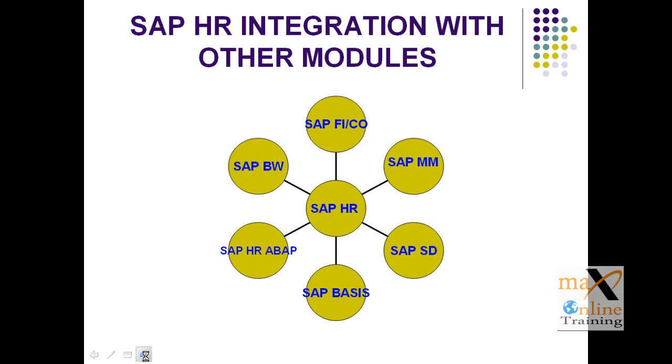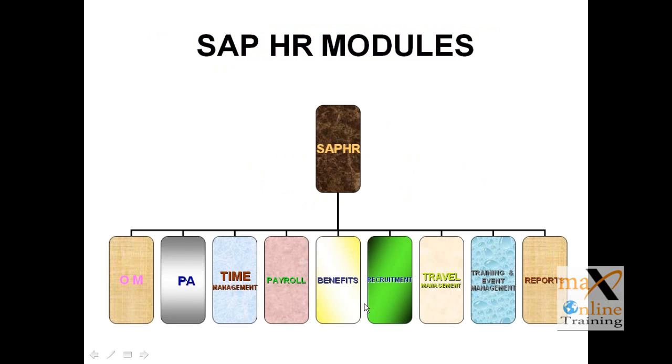Now we'll see the different modules in SAP HR. These are the different modules. Nearly 10 to 11 modules are there. Here I have mentioned nearly 7 or 8. SAP HR is a combination of so many modules: OM, organization management, PA, personal administration, time management, payroll, benefits, recruitment, travel management, training and event management, reports. We also have authorizations. First let us see the module of OM.